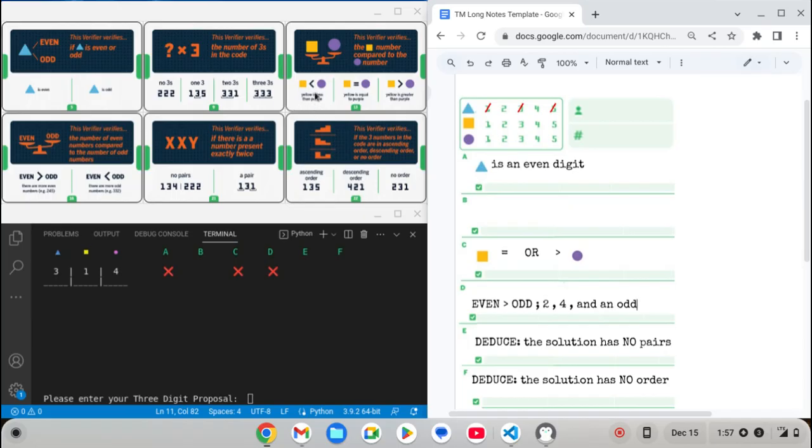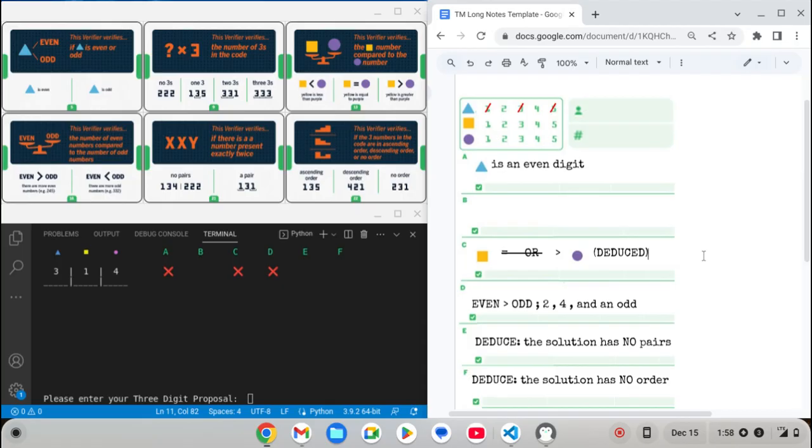And now that we know that there are no pairs, well, we know from criteria card C that square and circle cannot equal each other. So let's go ahead and cross it out, or at least this possibility. And now we've established that square should actually be greater than circle. And I'm just going to add a note here that we've deduced that relationship between square and circle.